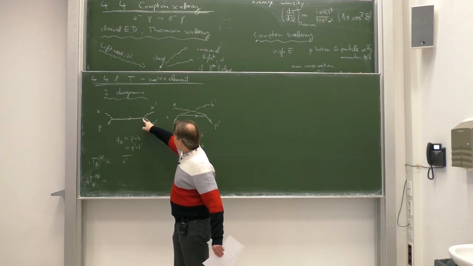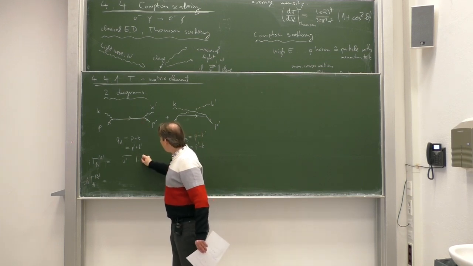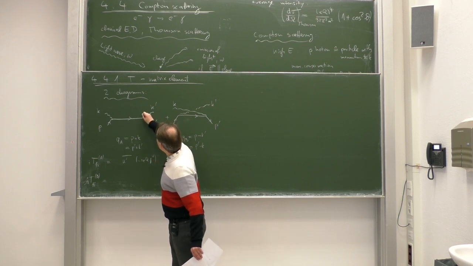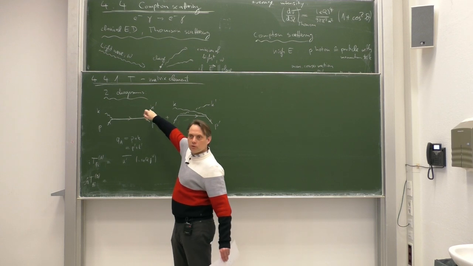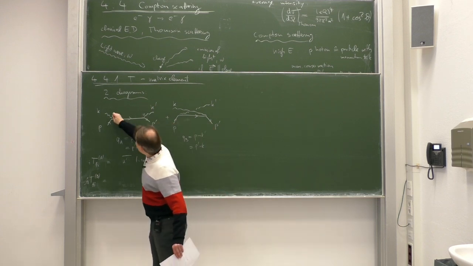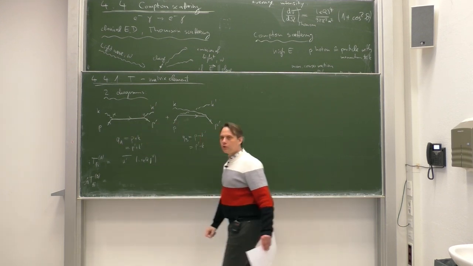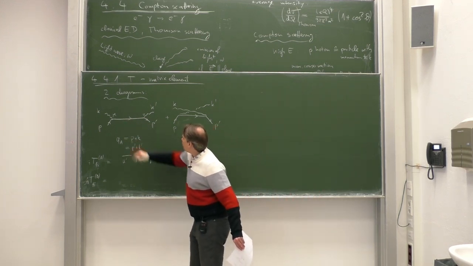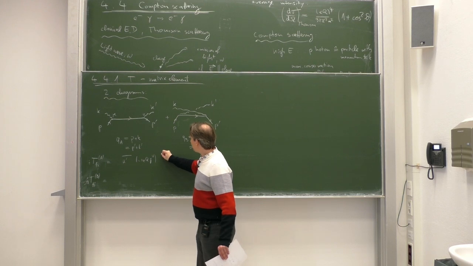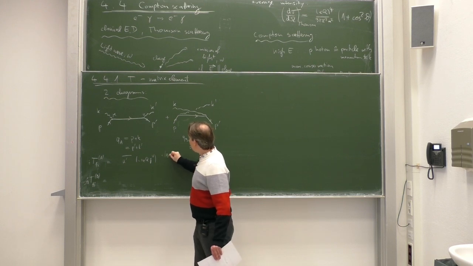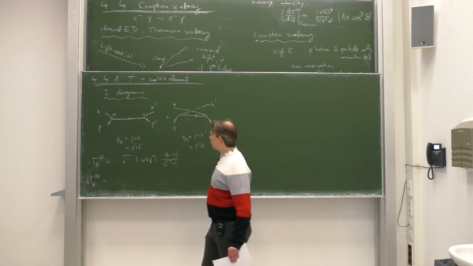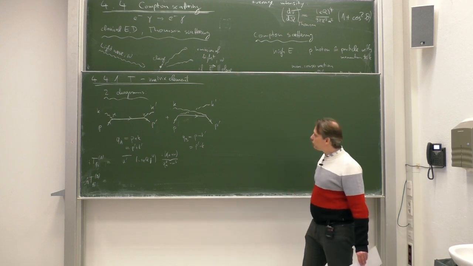And then we have here the vertex minus i e q gamma nu. Let's call the index for the outgoing photon nu, and the index for the incoming photon we call mu. Then next we have the line for the propagator, which is i times q_a slash plus m divided by q_a squared minus m squared. That is the propagator Feynman rule.